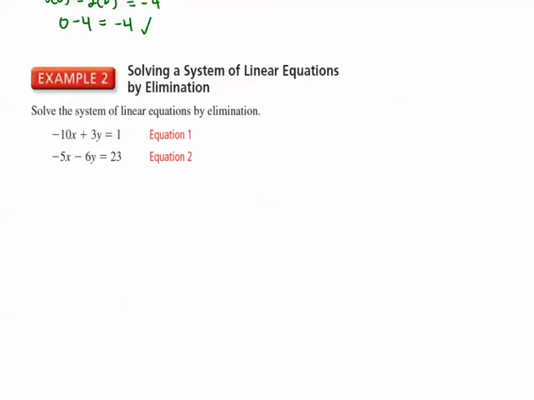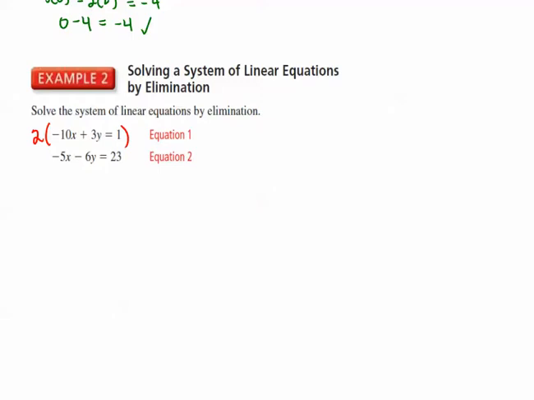I'm usually going to select the smaller numbers since that is easier to work with in general. So I'm going to multiply the top equation by 2. Why did I do that? Because when I multiply 3y by 2, I get 6y. And when I add 6y with negative 6y in the second equation, the y's will be eliminated.